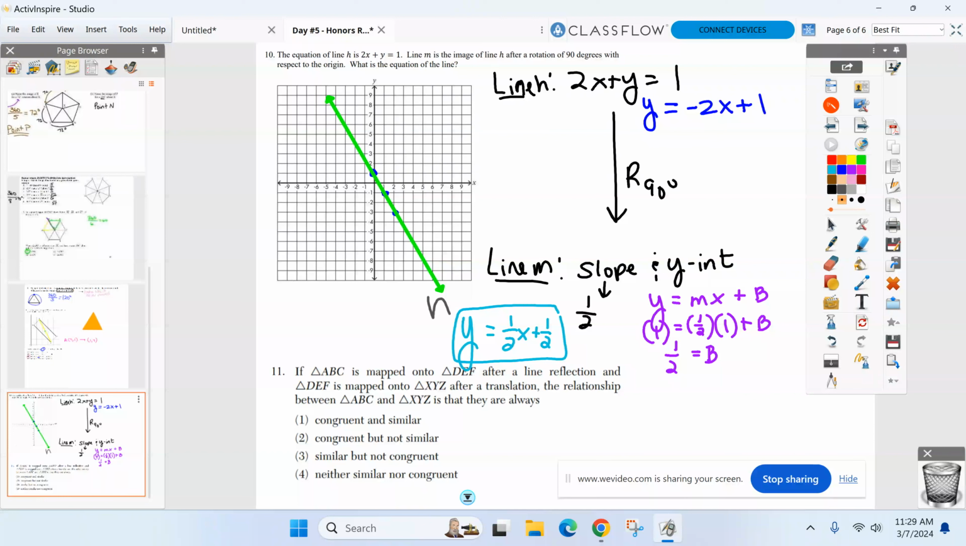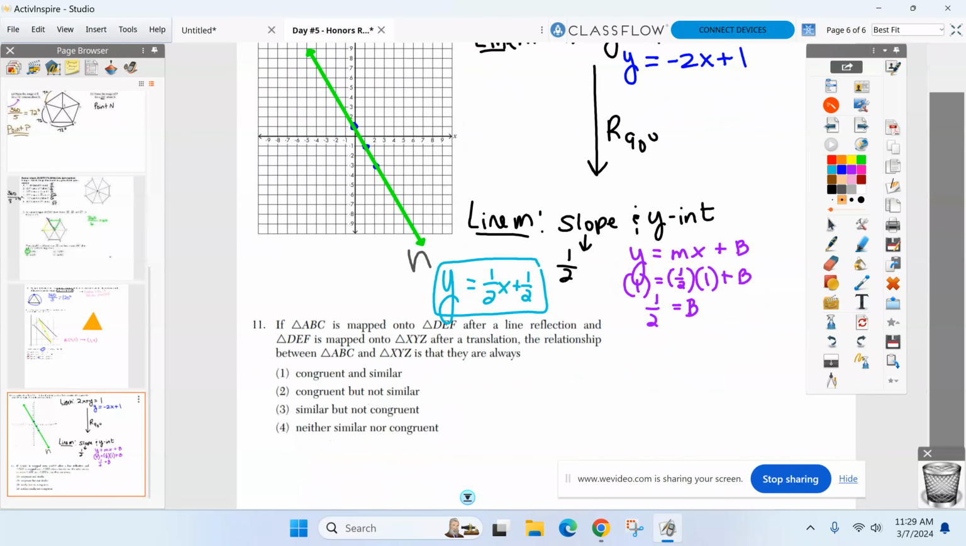What about 270? Same as 90. Yeah, because 90, you add another 180, you get 270. It's going to be 1/2x plus 1/2. Look at you, kids. Nice! Nice talking a little honors level math with you.